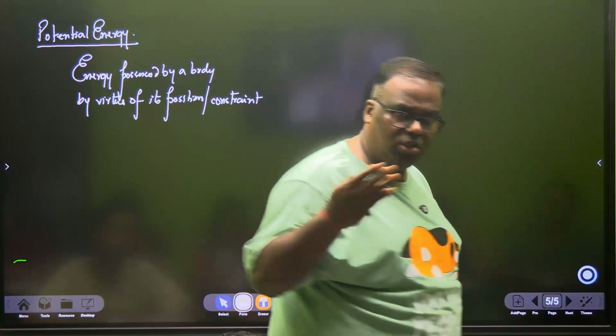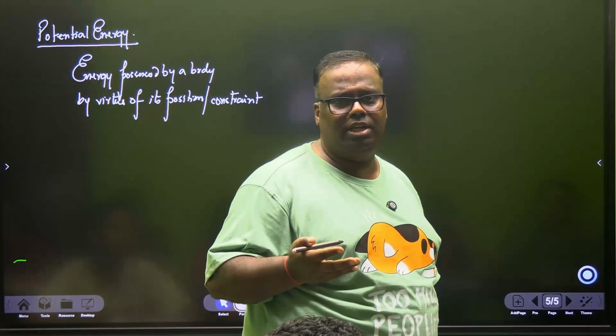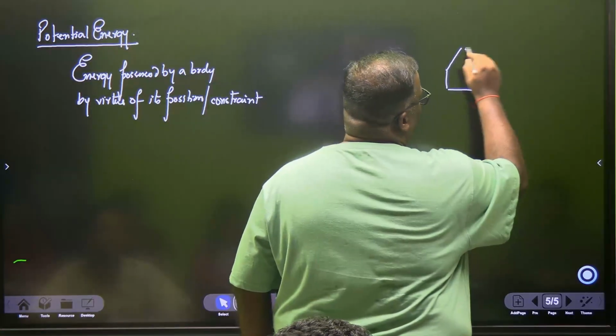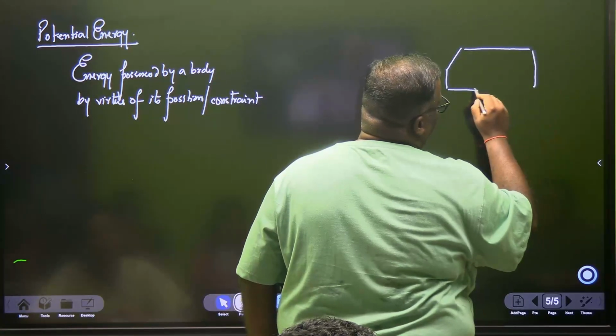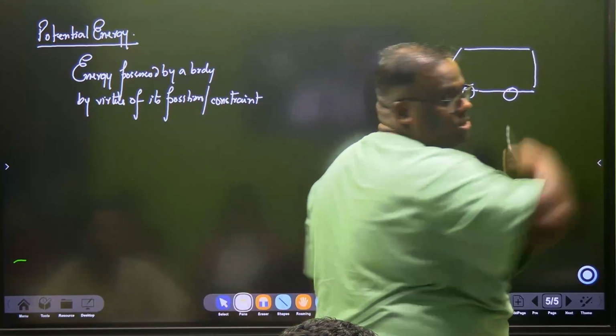Have you seen the Maruti Omni, the Maruti van? Haven't you seen the Maruti Omni? Don't give me all those answers. The Maruti Omni is a vehicle having a shape like this. Have you seen this? The door just opens up. Okay.